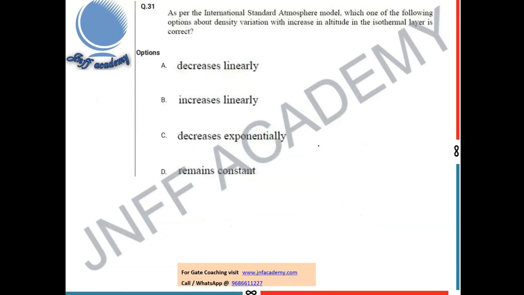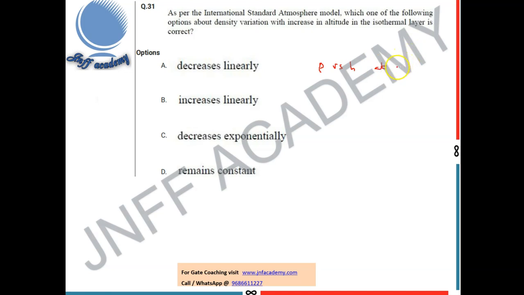Moving on to the next question, which is an interesting question. A similar kind of question was also asked in GATE 2015, correct? But that time they asked for the expression directly, but this time they just asked how it is varying, whether it is linearly or exponentially or increasing or decreasing. From the question which is given here, we clearly know that they have asked the density variation versus altitude.